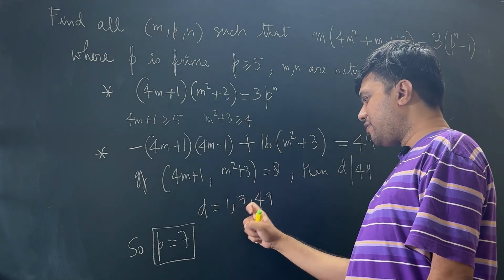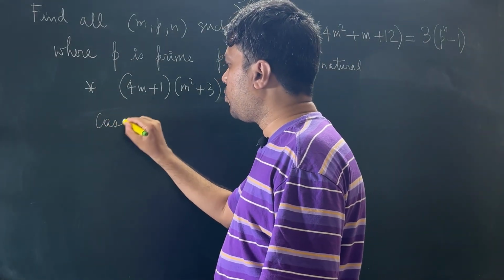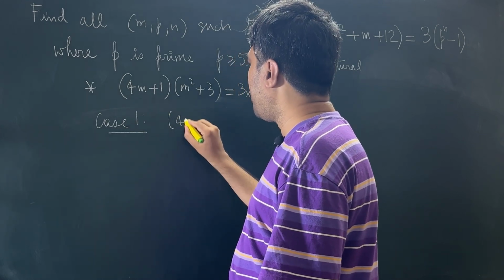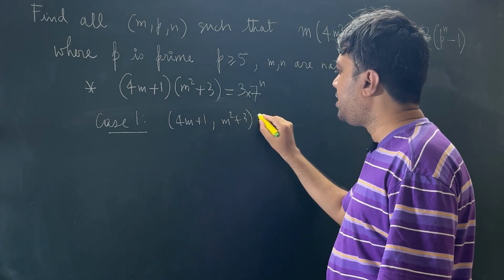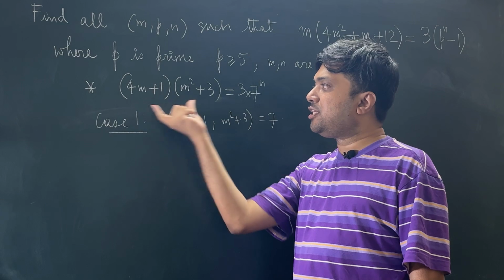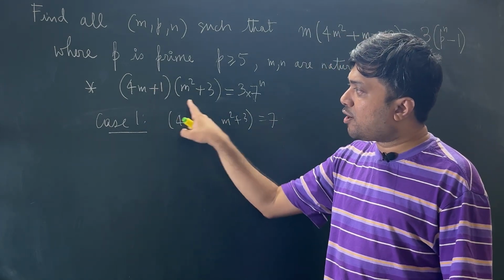In fact, that power of 7 can only be 7 to the power 1 or 7 squared. So there are two cases. Case 1 is when the common divisor between 4m+1 and m squared plus 3 is 7.